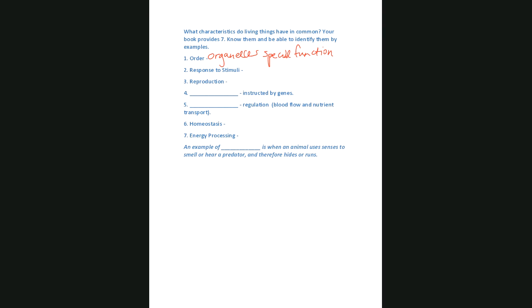Reproduction, okay, we know what that is. And it can either be asexual reproduction, so for example, a bacterial cell that makes a copy of everything and just divides in two, or it can be as complicated as sexual reproduction for animals or plants. Okay, number four, we have growth and development. And the way that organisms grow and develop is specifically instructed for by your genes in your DNA, or the bacteria's genes, or the plant's genes.